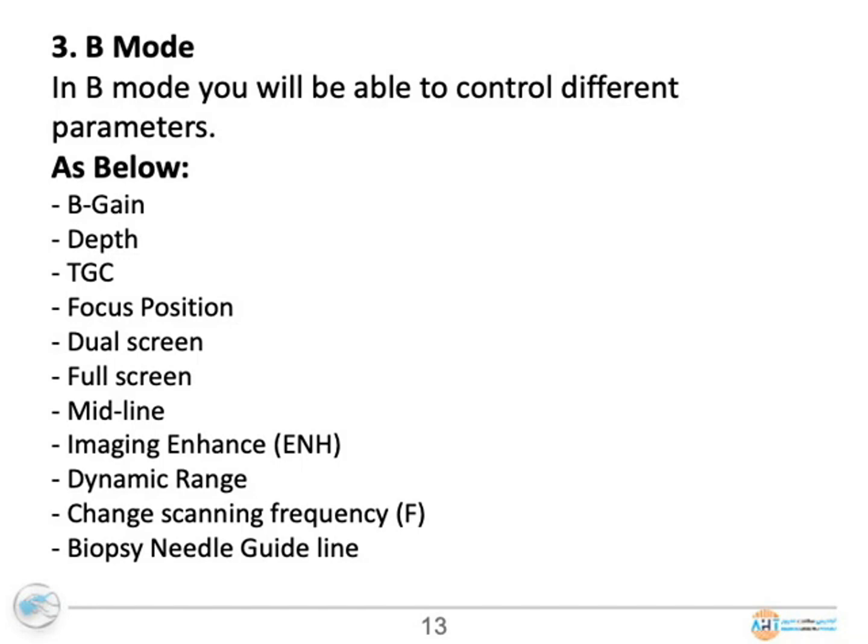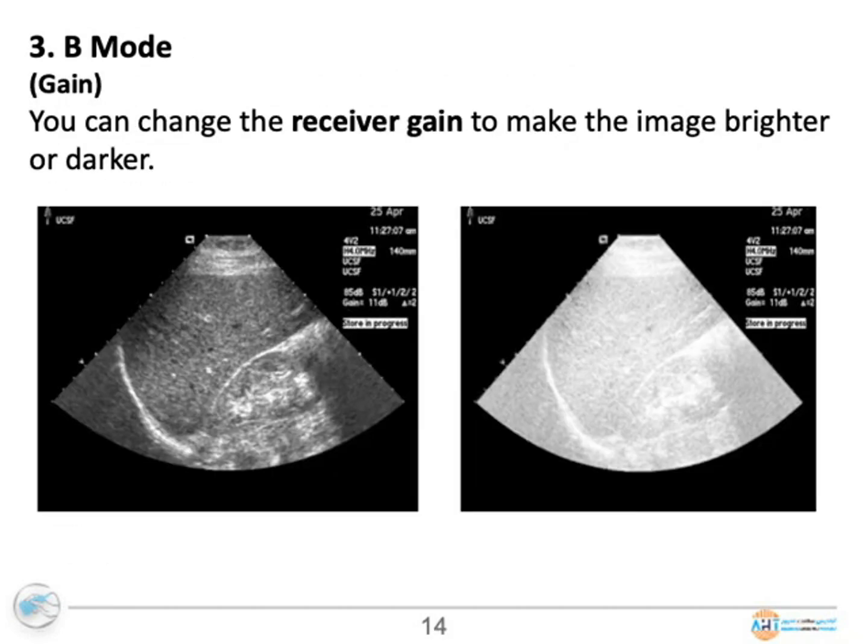B mode. In B mode, you will be able to control different parameters, as below: B gain, depth, TGC, focus position, dual screen, full screen, midline, image enhance, ENH, dynamic range, change scanning frequency, biopsy needle guideline. You can change the receiver gain to make the image brighter or darker in B mode.